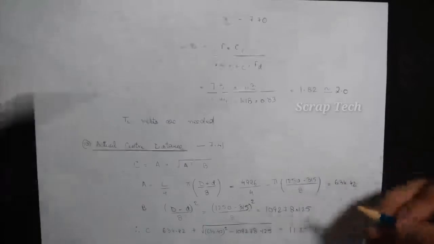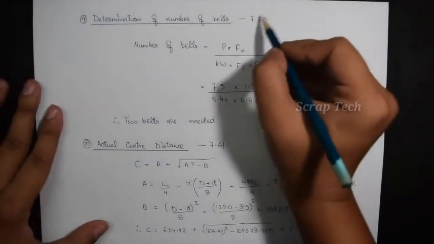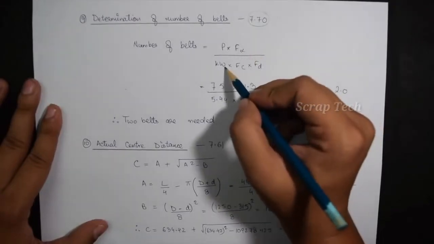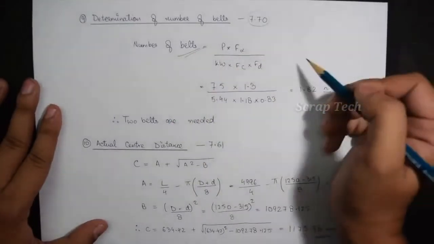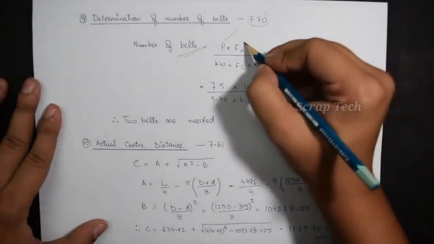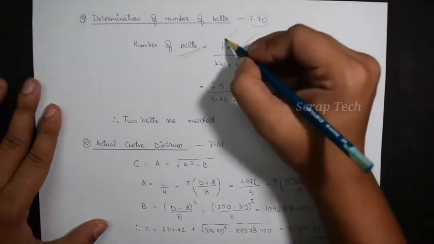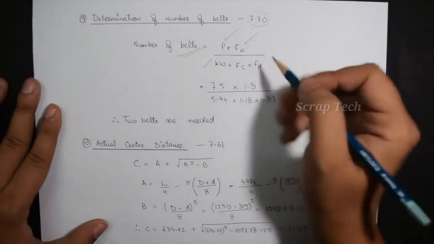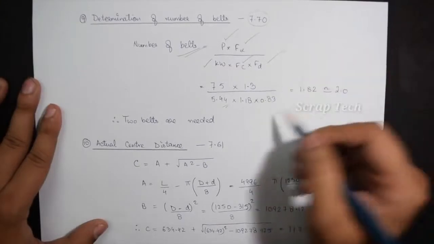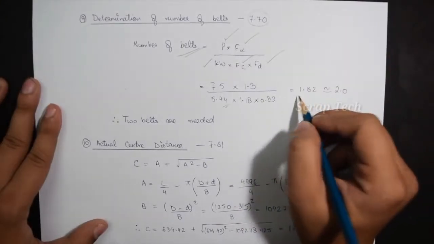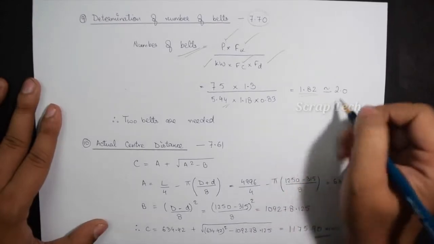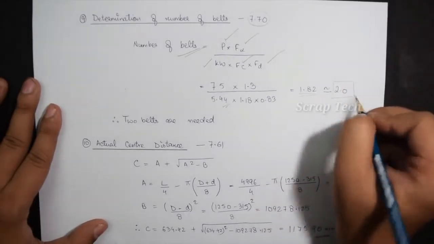For determination of number of belts, we look onto page 7.70. The formula is given on the top of the page. We require 5 different values over here. P, which was given in the question, F alpha, which we calculated as 1.3, KW, which we just found out to be 5.44 kilowatt, FC and FD, both of which we found out. So the value for number of belts is coming out to be 1.82. Rounded up, we'll be needing 2 belts.